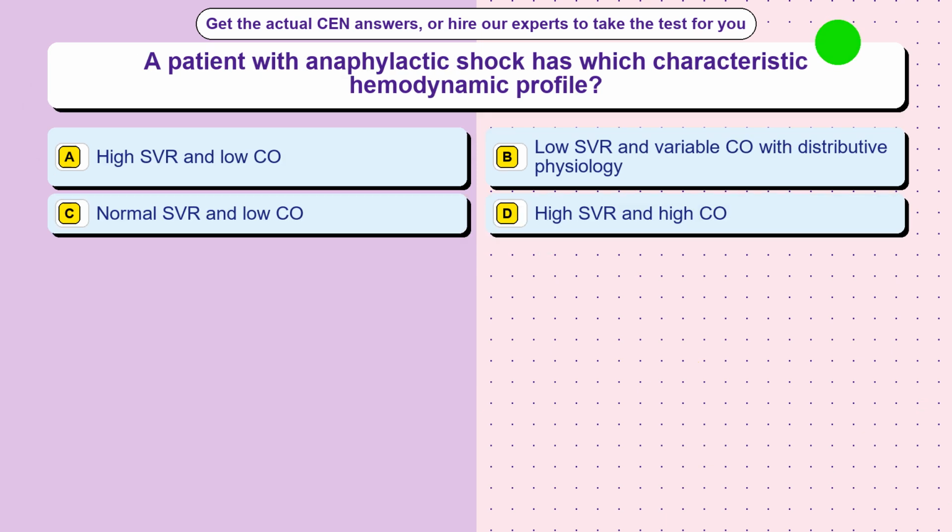Question 81. A patient with anaphylactic shock has which characteristic hemodynamic profile? Option A, high SVR and low CO. Option B, low SVR and variable CO with distributive physiology. Option C, normal SVR and low CO. Option D, high SVR and high CO.